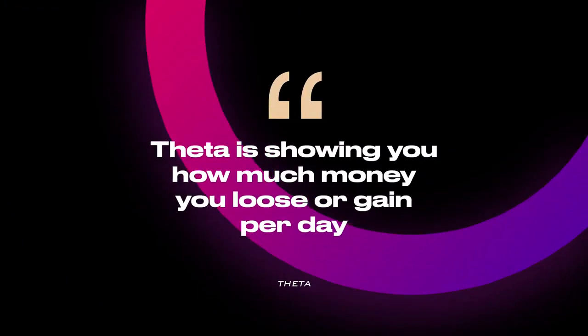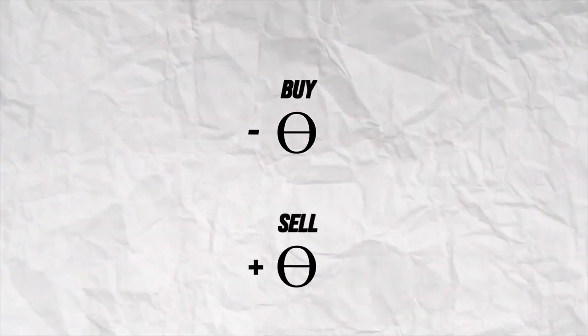Moving on to Theta. Theta is showing you how much money you lose or gain per day. It's basically showing you time decay. If you buy an option, Theta will be negative, but if you sell an option, your Theta is positive. In my example, I purchased a Leaps option on Apple, which means my Theta is negative and my contract value decreases in value by $3 each day. If Apple trades sideways for a week, theoretically, I would lose $21 due to time decay.